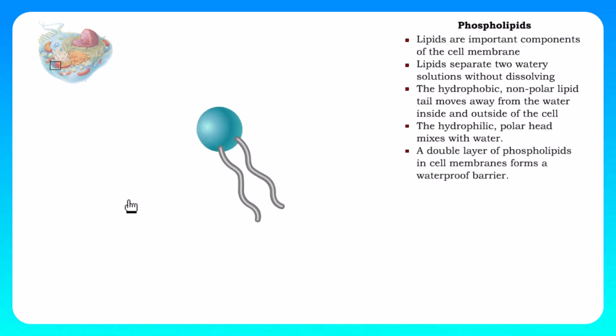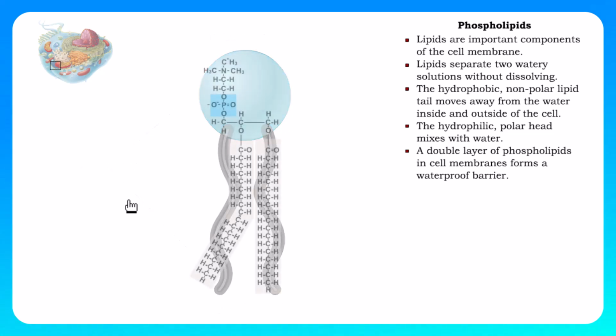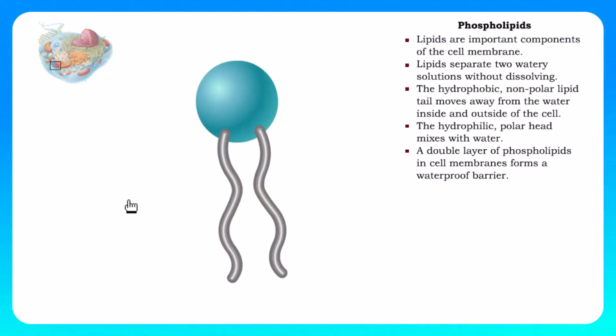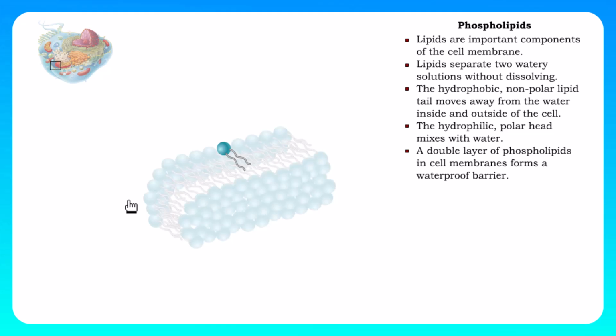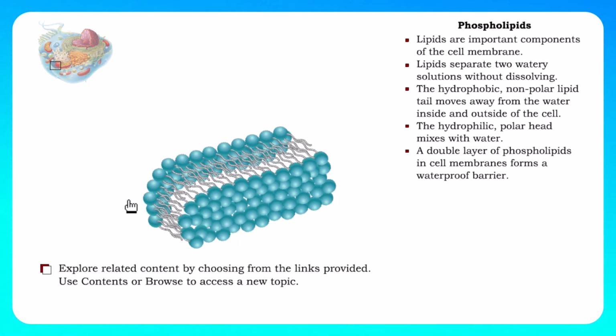Phospholipids have nonpolar tails made up of fatty acids. The head of the molecule is made up of polar or charged phosphate groups. Because the head is polar, it mixes with water. It is hydrophilic, or water-loving. The nonpolar lipid end moves away from the water, and it is said to be hydrophobic, or water-hating.